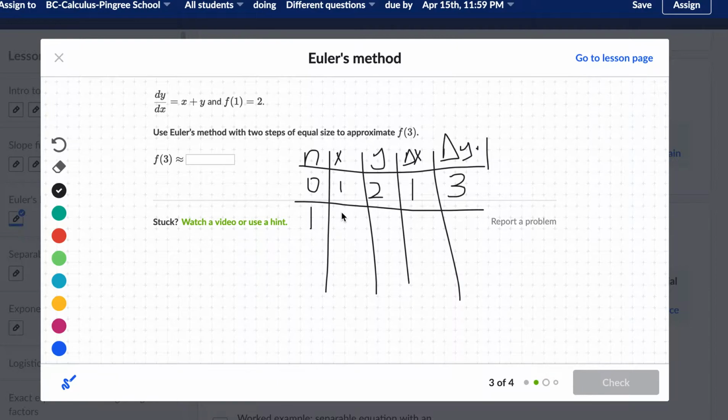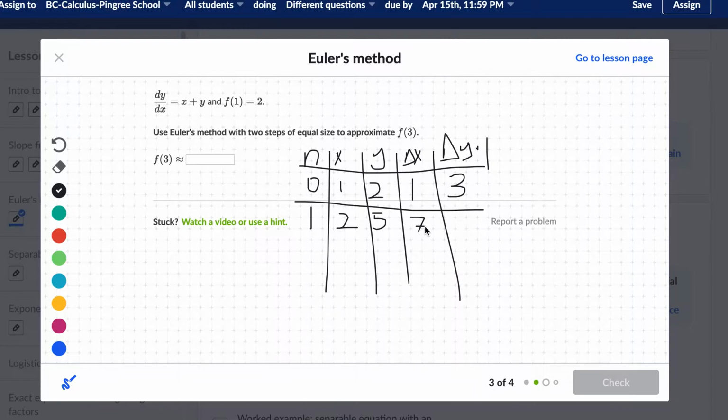Then my next step is going to be when I'm at 2. Okay, and my y is going to come from my delta y. I've gone from a point of 1, 2. I'm going up by 3, so I'm going to be at 5. I'm adding this to my x, and I'm adding this to my y. Then I do the same thing again. Our x plus y is 2 plus 5, that's 7.